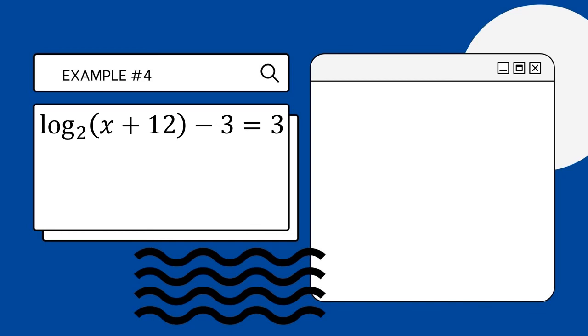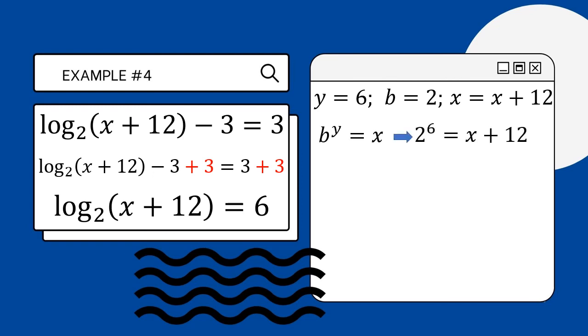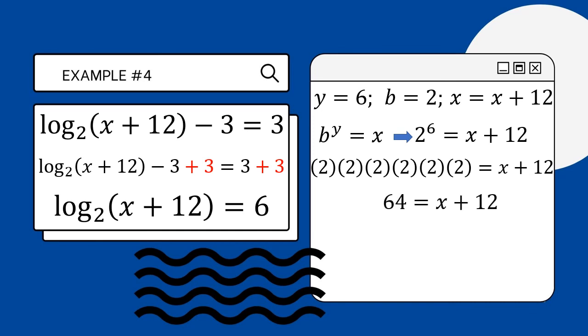Y is equal to 6, b is equal to 2, and x is equal to x plus 12. Let's substitute it. We'll get 2 raised to 6 is equal to x plus 12. 2 raised to 6 means 2 times 2 times 2 times 2 times 2 times 2, and that is 64. 64 is equal to x plus 12. Then we'll add negative 12 on both sides of the equation. So 64 minus 12 is 52. 12 minus 12 is 0, so we'll get x is equal to 52.